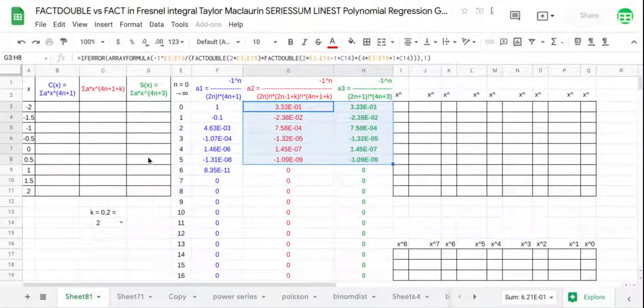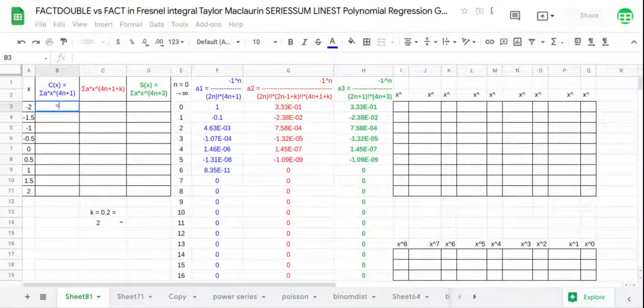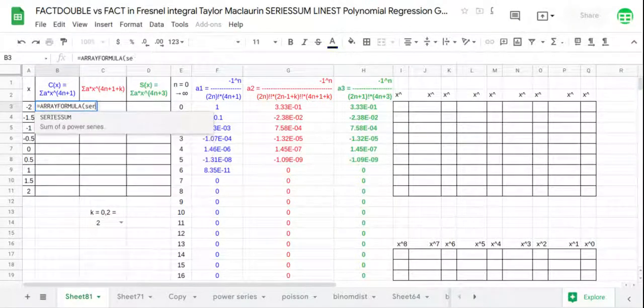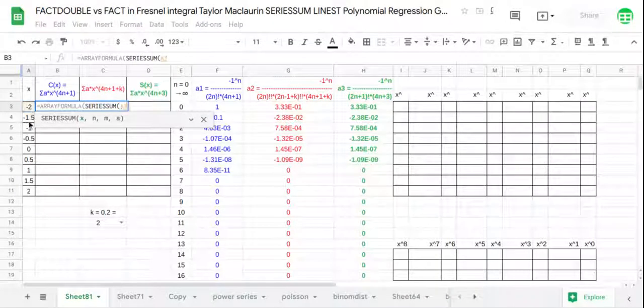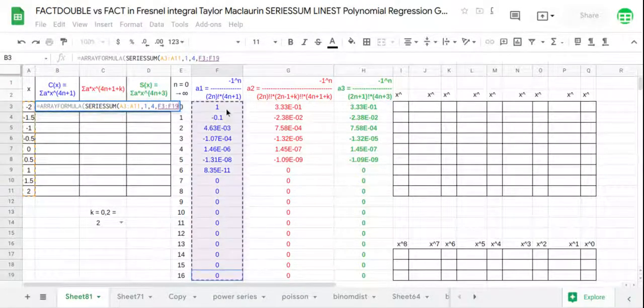Now we continue with the expansions. Begin with the Fresnel cosine integral. So our formula, series sum of the x values raised to the power 4n plus 1. So it starts with 1 and followed by, at n equals 0, that's 1. At n equals 1, 4 plus 1 is 5. So 1, 5, 9. So the increment is 4. And the coefficient will be this range.